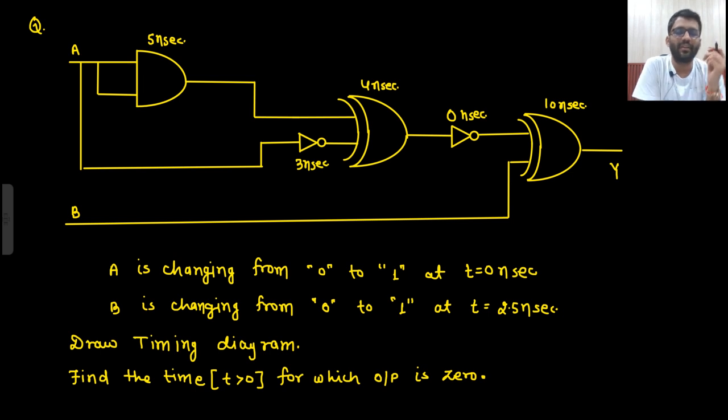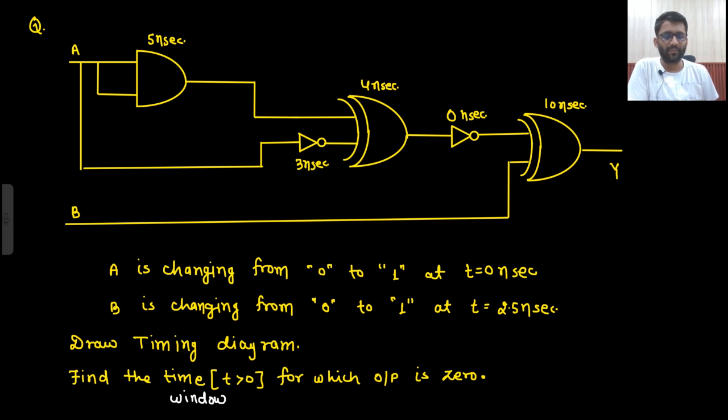This is a big example. A is changing from 0 to 1 and B is changing from 0 to 1 but at t equals to 2.5 nanosecond. B is changing from 0 to 1 at t equals to 2.5 nanosecond. Draw the timing diagram and find the time window for t greater than 0 for which output is 0, or find the time as well. This can also be written.